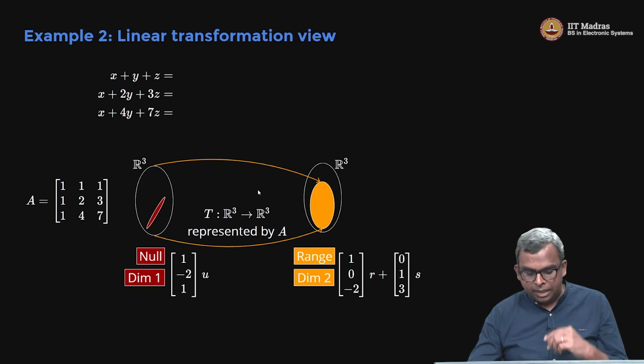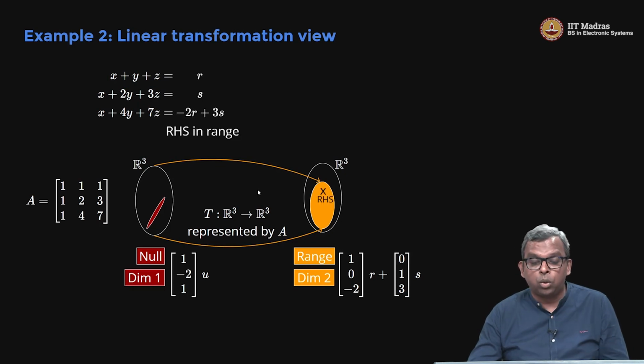Okay, so let's dig a little bit more deeply into what we can do. First, I'm going to pick an RHS which is in the range. How do I pick an RHS in the range? Basically, multiply this by R, multiply this by S, and put the values here. So you see the first coordinate is R, second coordinate is S, third coordinate is minus 2R plus 3S. So if I pick my three right hand side values to be in the range, R, S, and minus 2R plus 3S, what do I know?